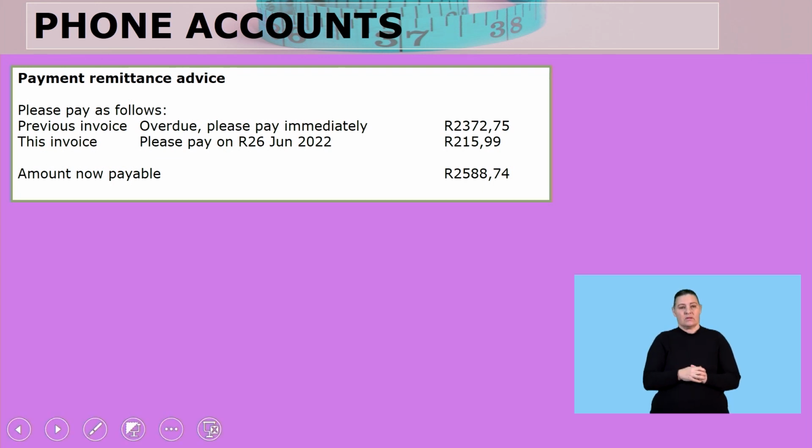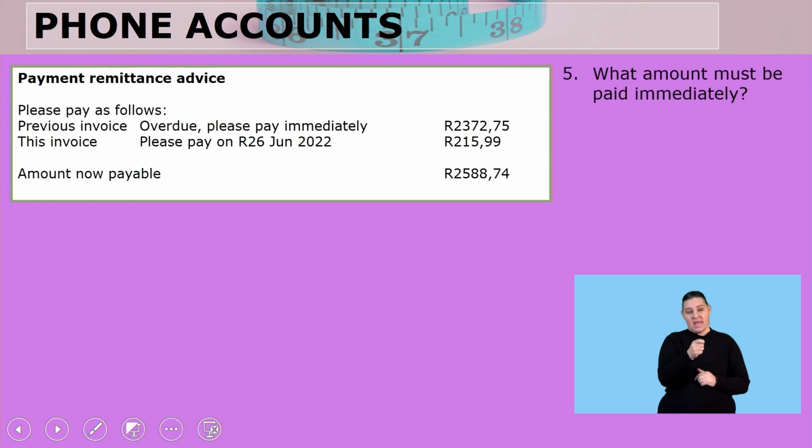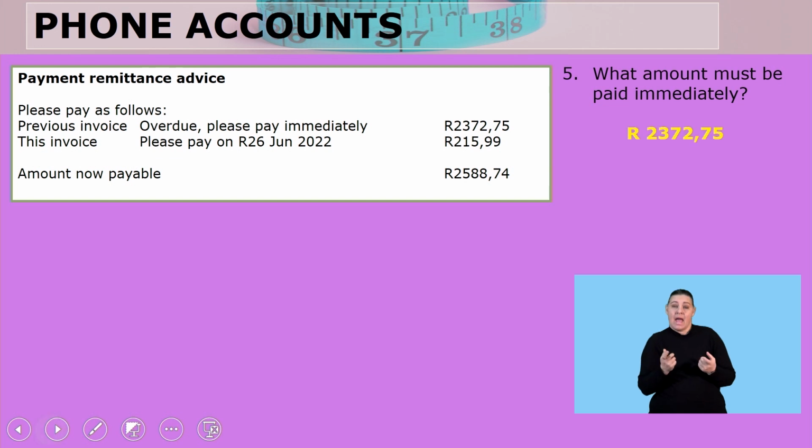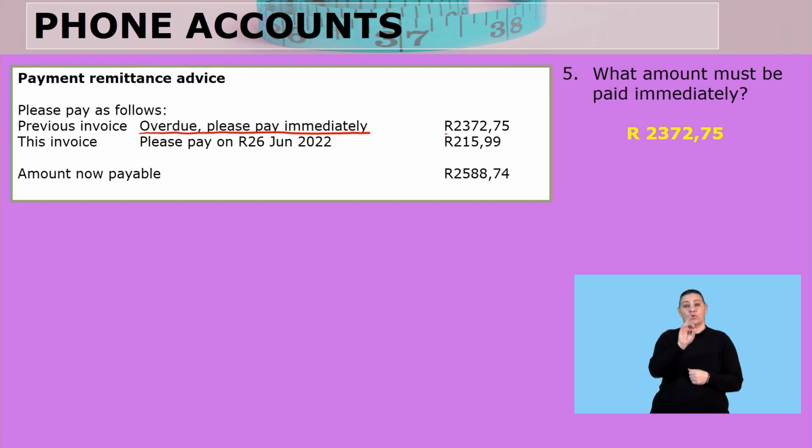All right, the payment remittance advice. Okay, the question is, what amount must be paid immediately? So if you look at this, the previous invoice, overdue, please pay. There's the word we're looking for, immediately. So what must they pay? 2,372 Rand 75. There you go, got it.